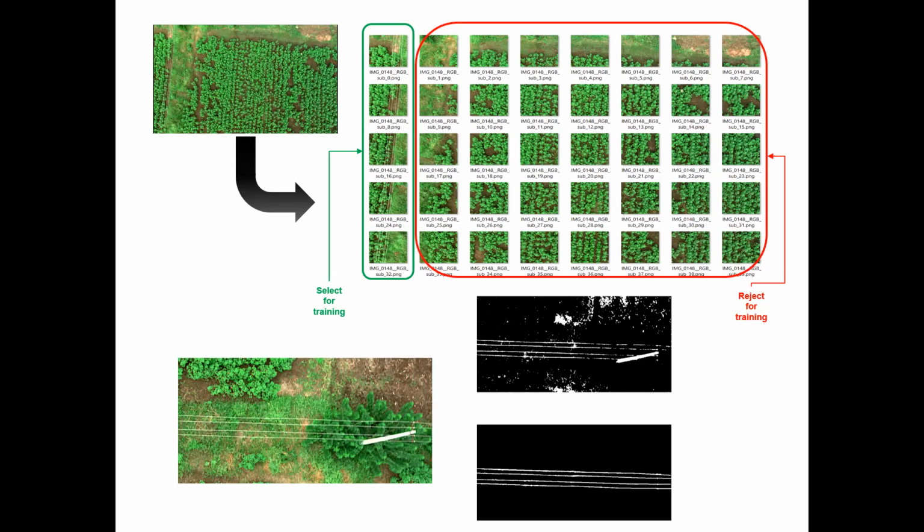So a UNet model was developed. As you can see in the sample at the bottom, there is a pole and there are four cables. There is one ground truth at the bottom and one estimated from the model.